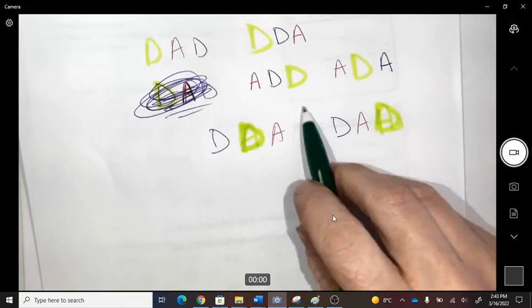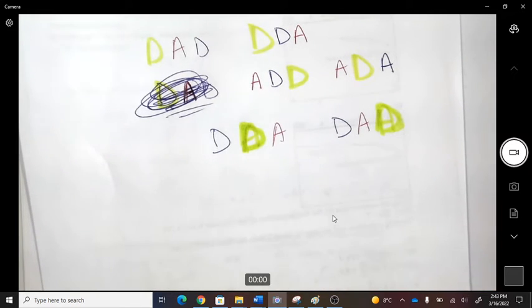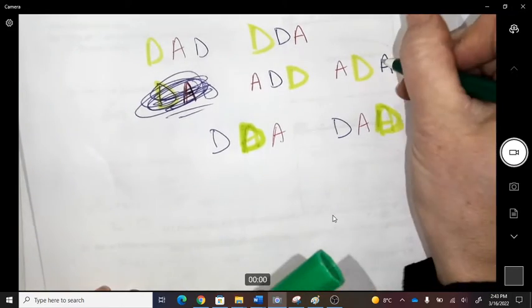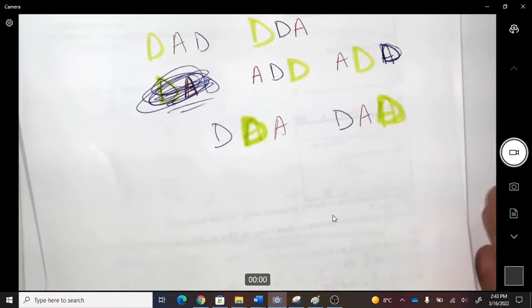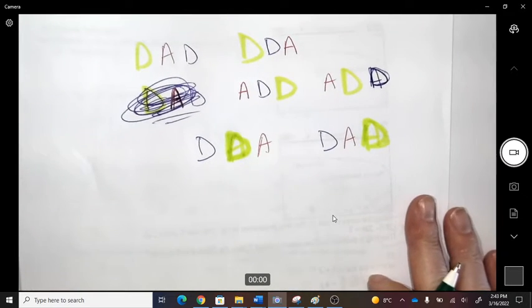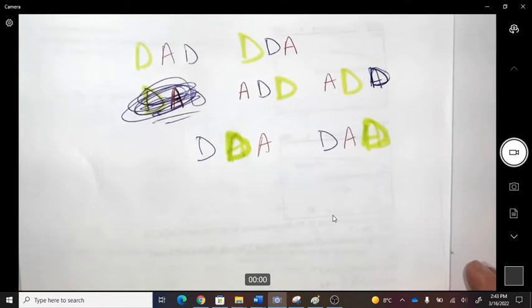No. Second row. Oh, I screwed this one up. What did I do here? The blue is a D. That's a tough one. Thanks. Now I think we're good. Now that's good. Two yellows and two. Okay. Too much to think about when I was doing colors and letters here.